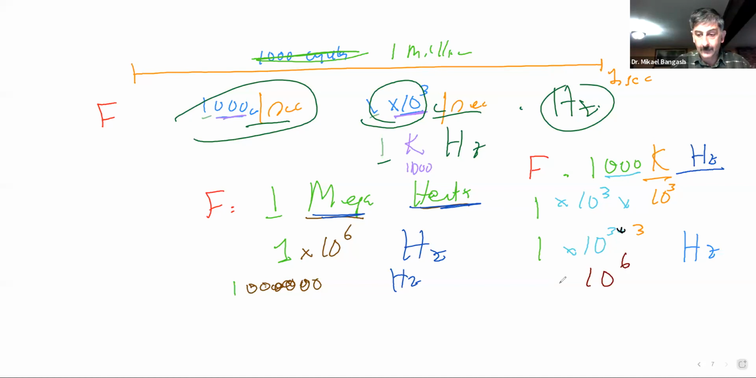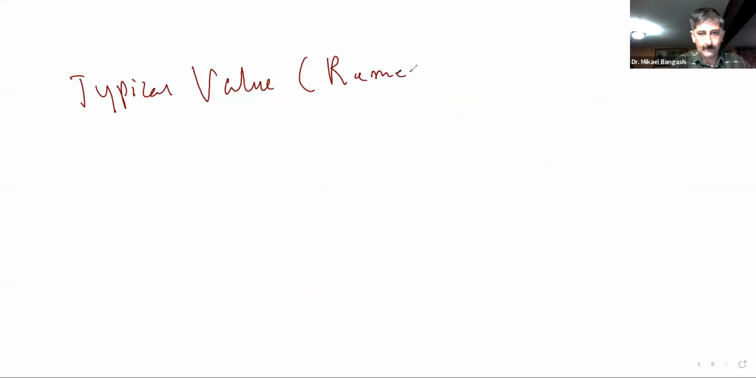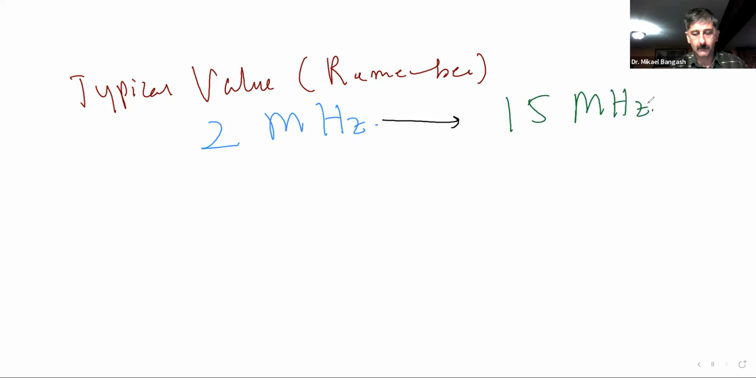Okay, guys, the typical value of ultrasound is going to be 2 megahertz to 15 megahertz. Did you guys get that?